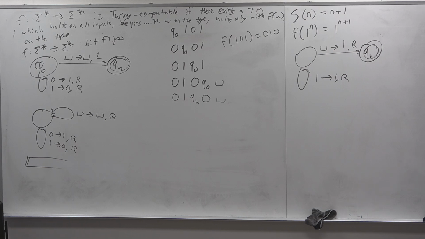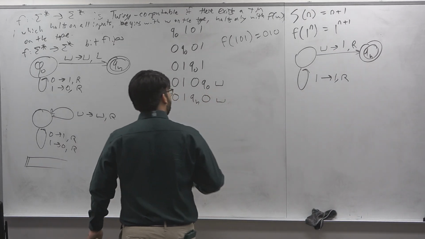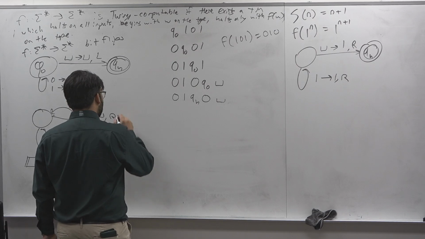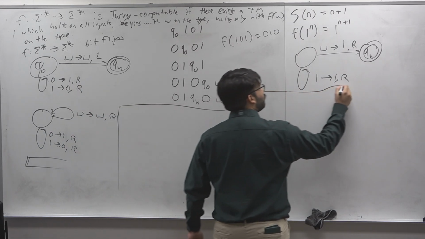Now, suppose you wanted to do it in binary. How would you do it in binary? How do you do an add one operation in binary?